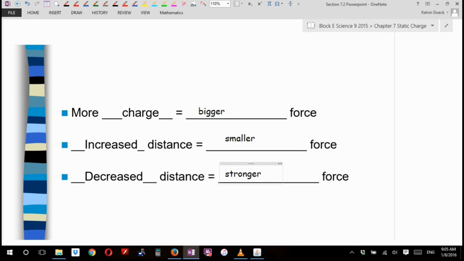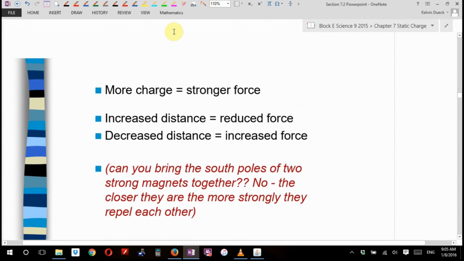So it turns out this force between electrically charged objects depends on two main things: the distance between them and how big the charge is. The direction depends on it: like charges repel, unlike charges attract. In fact, can you bring the south poles of two strong magnets together? If you've ever tried to push very strong magnets together, it's impossible. The closer you get, the force shoots off and starts to approach infinity, and you can't push them together.